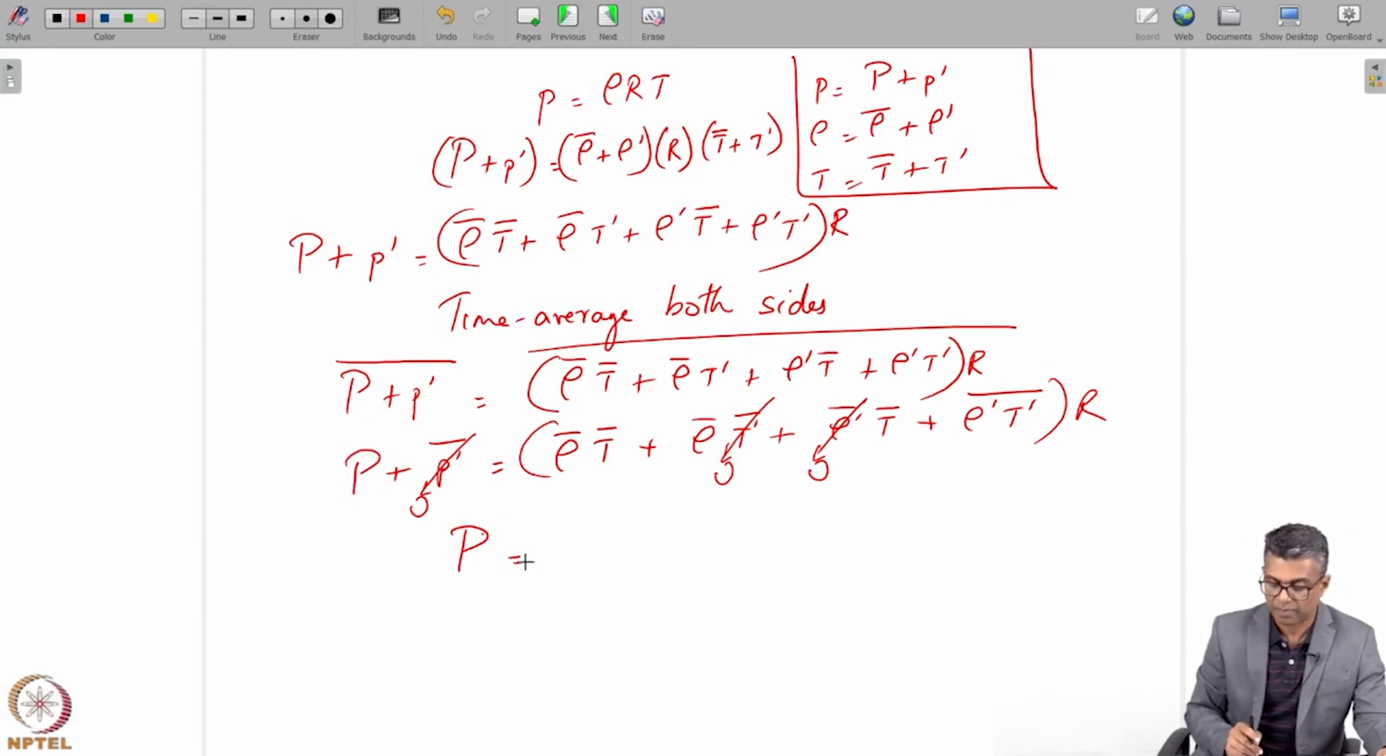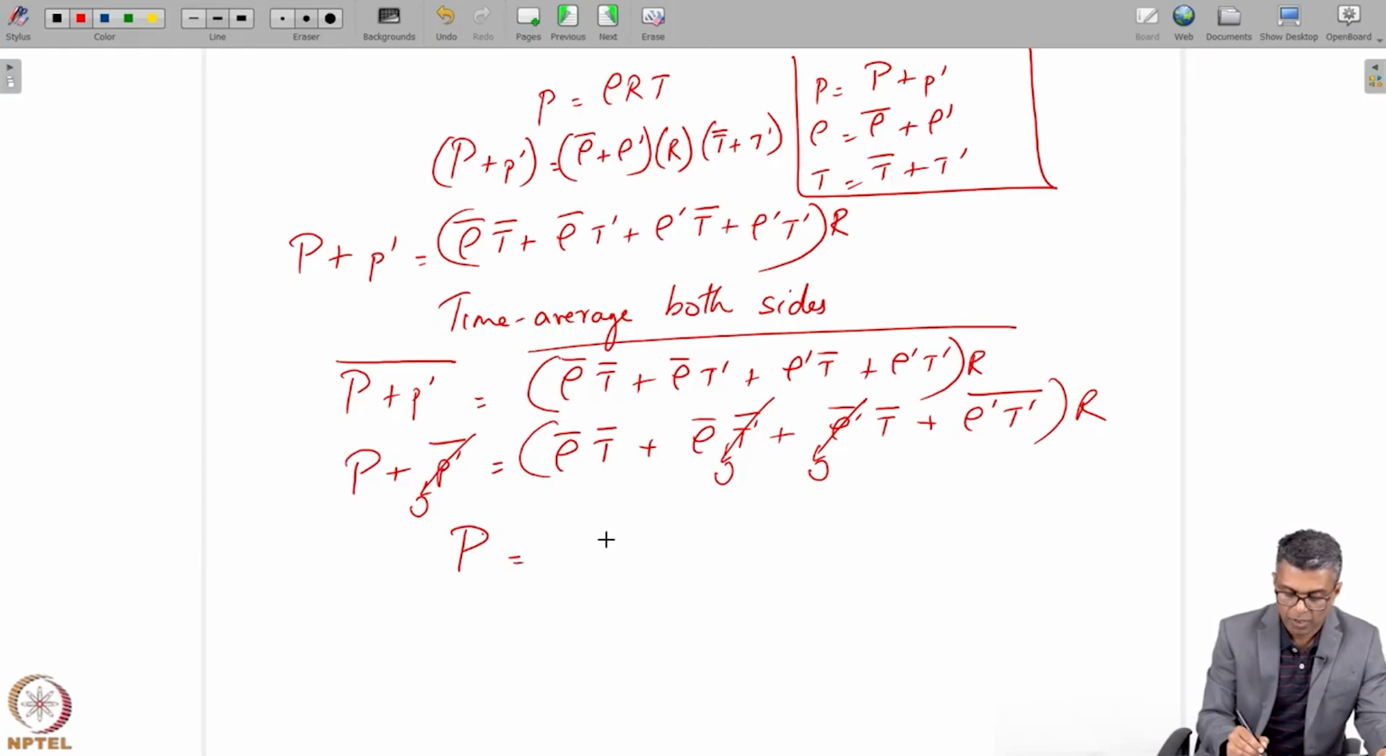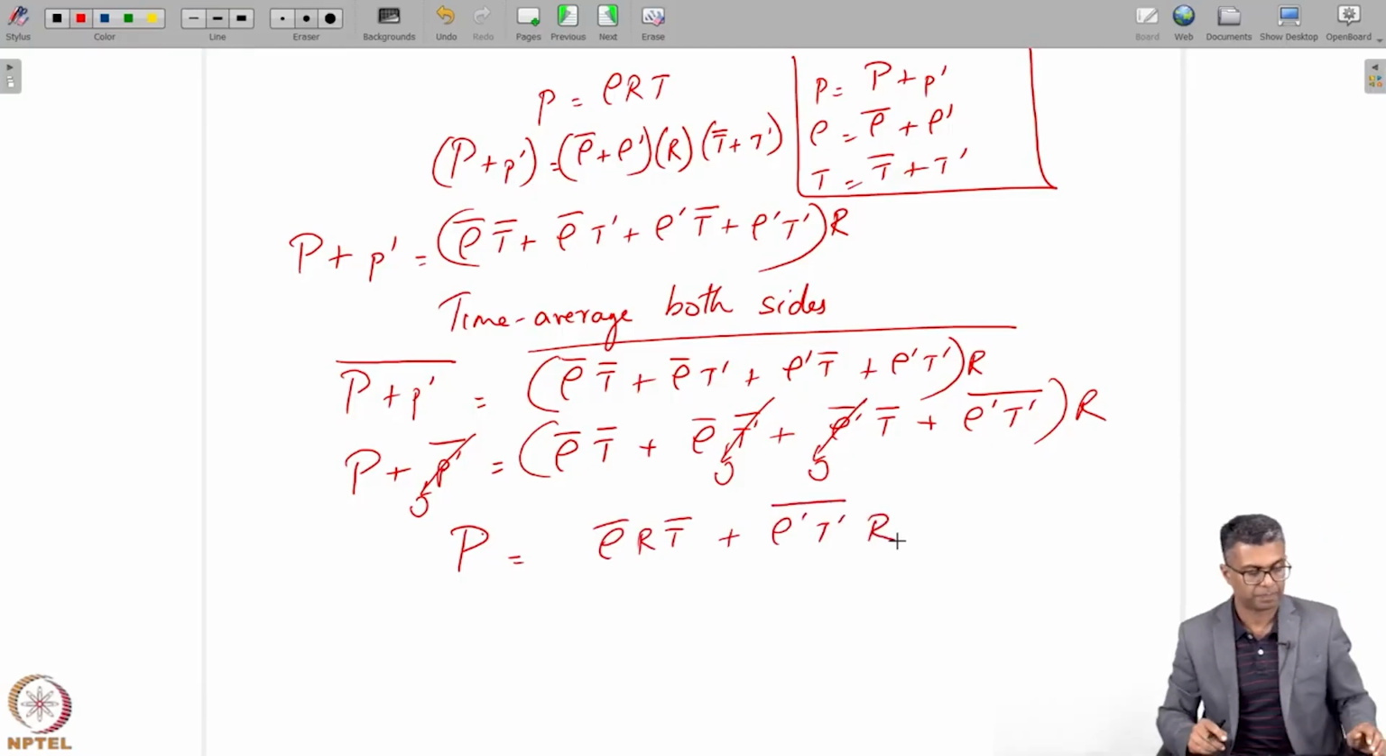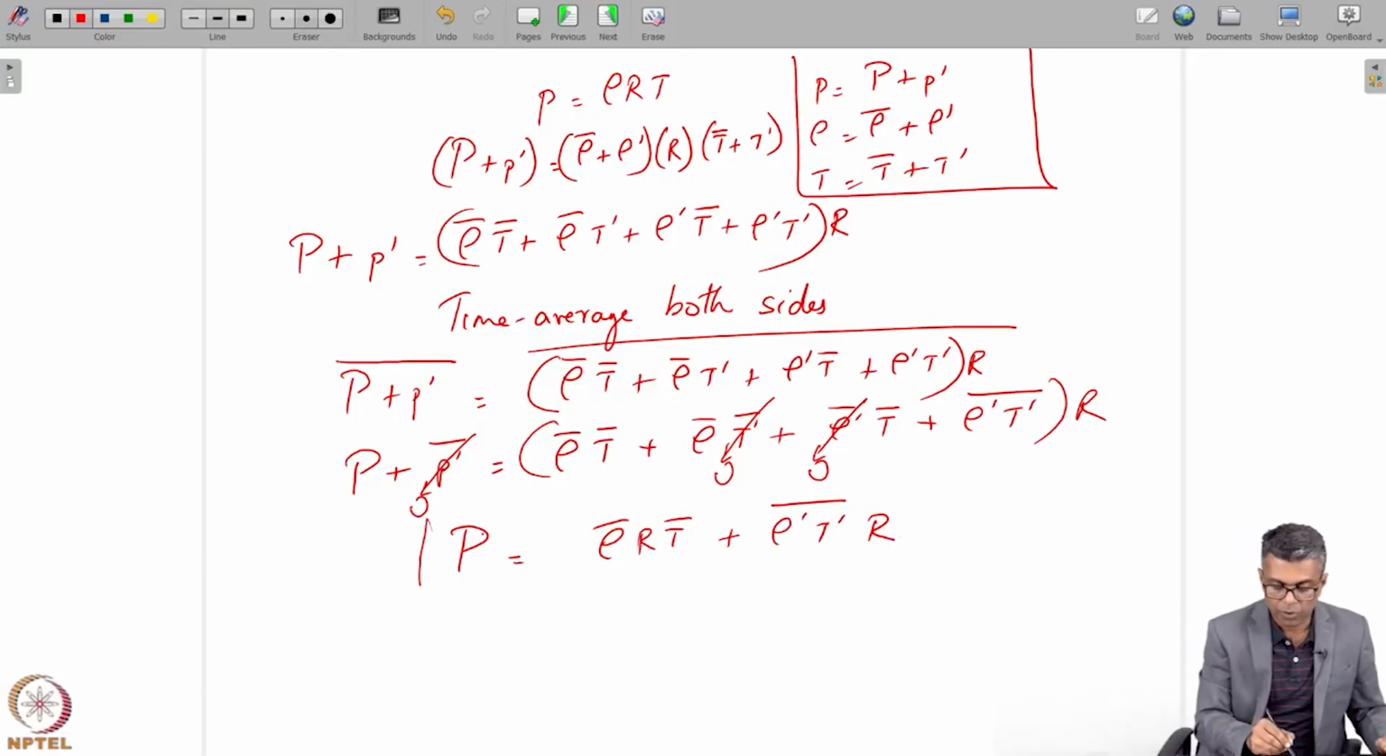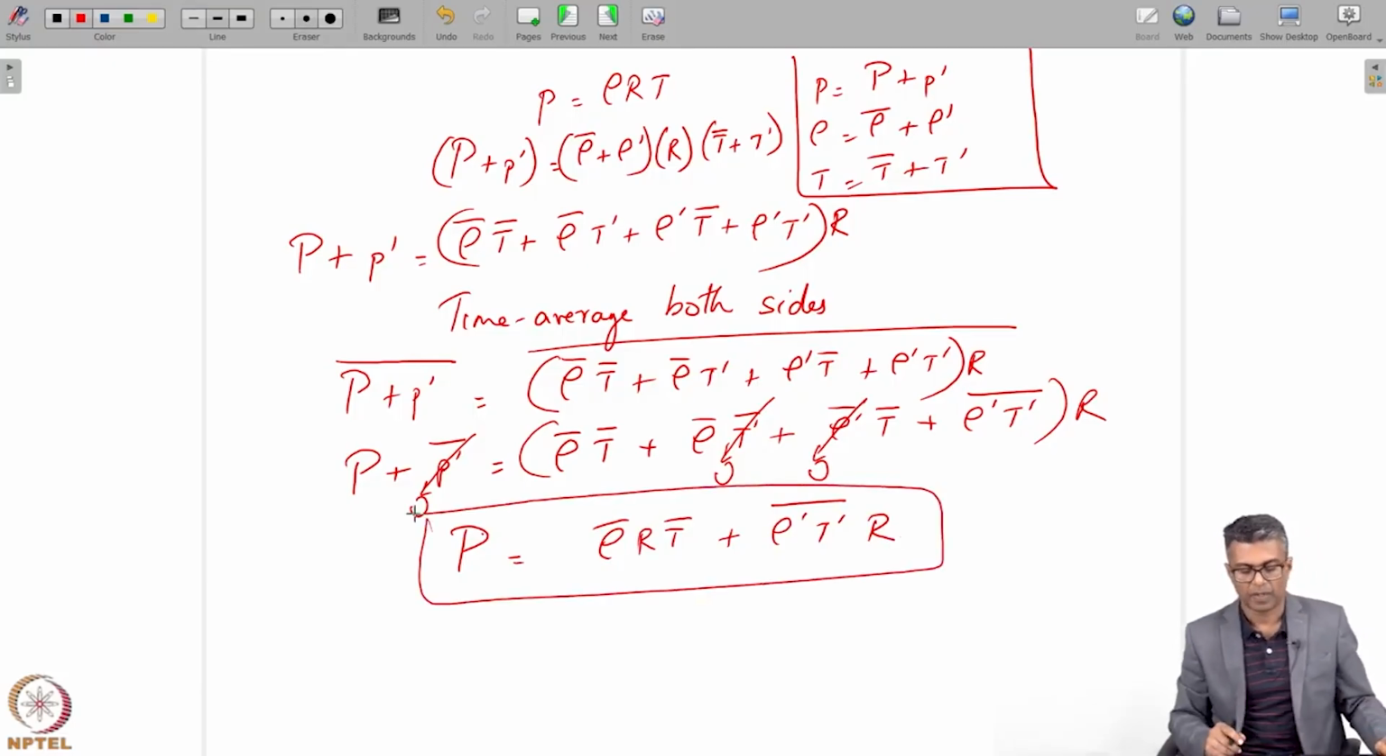And on the right hand side, what I have is just two terms. So rho bar T bar R plus rho prime T prime bar R, isn't it? This is what you have. So your average pressure is rho bar T bar R plus rho prime T prime bar times R. So the product of the two means plus the mean of the product of the two fluctuations. The whole thing multiplied by R, of course. This is your final answer.